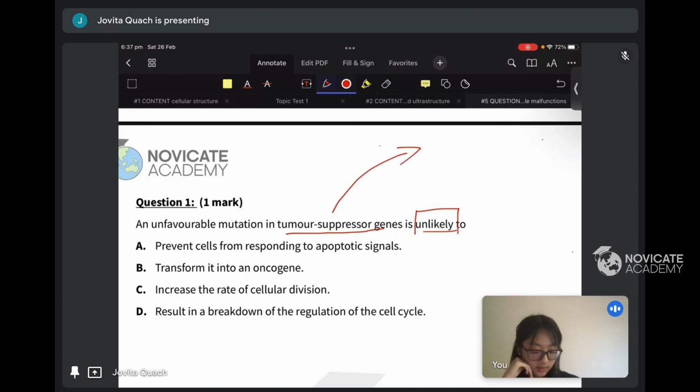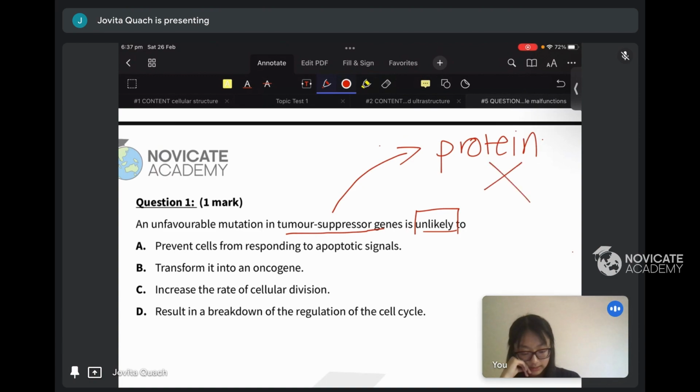Tumor suppressor genes essentially code for a protein, a specific protein with some specific functions as well. For example, initiating apoptosis and decreasing the rate of cellular division, which means that if a mutation does happen in it, the function of this protein won't occur.